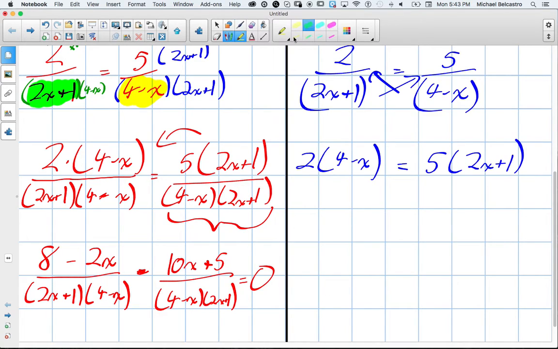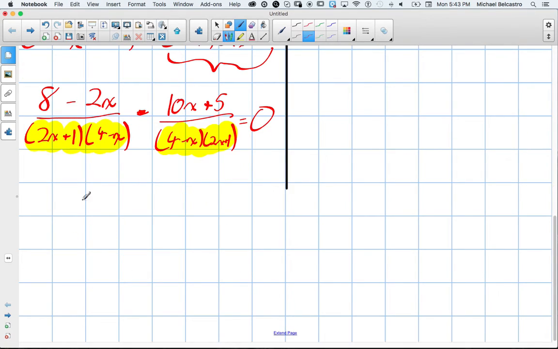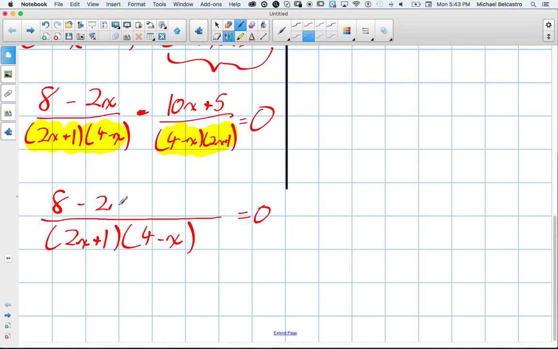Okay, well now we have common denominators. These are the same. Though I've written them in different orders, they're technically still the same thing. So I'm just going to make this all one fraction. This one fraction will read, everything will be over 2x plus 1, 4 minus x. Okay, it's still set equal to 0. And then we can just put this stuff together on top. So we have 8 minus 2x minus 10x plus 5. Okay.